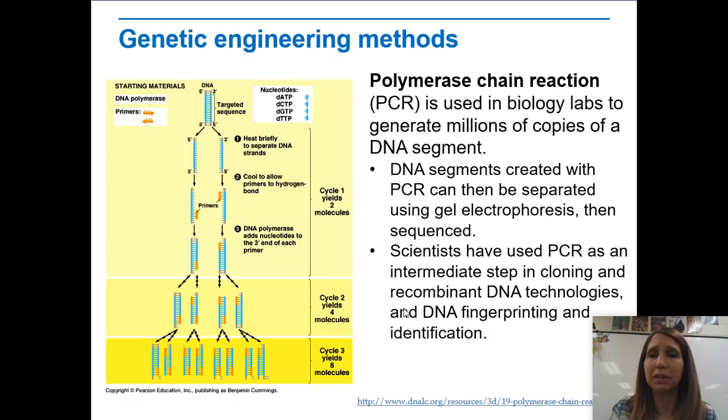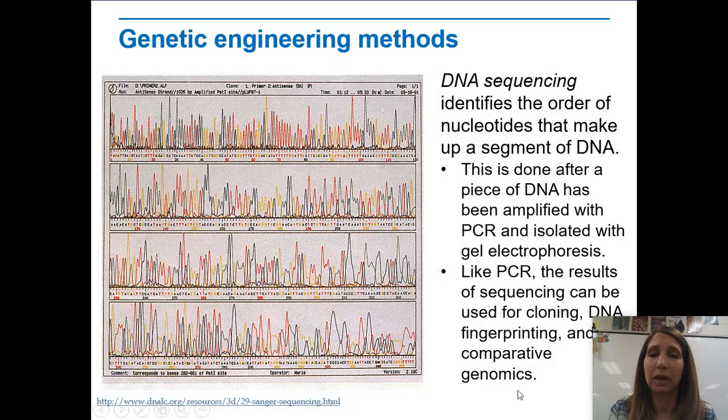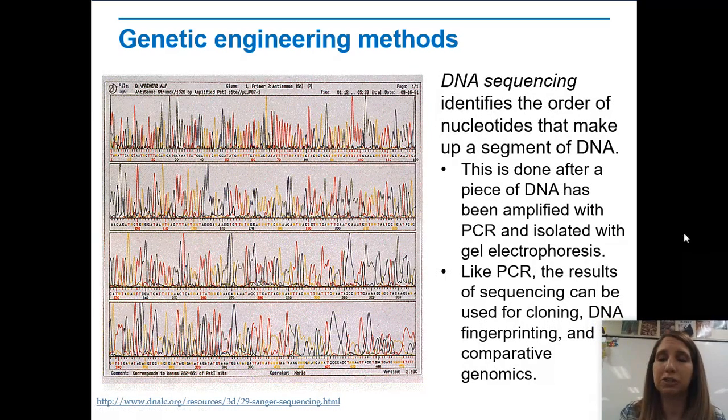But with those copies, we can use it for cloning, which we'll talk about in just a few minutes. We can use it for recombinant DNA, which we'll also talk about, or DNA fingerprinting and identification, which we mentioned back in section 15.3, okay? This is a picture of a DNA sequencing chart, and this is what I was talking about back in section 15.3 when we were first looking at this process.